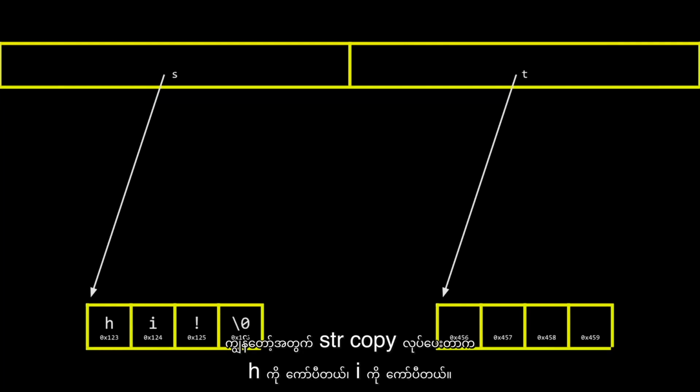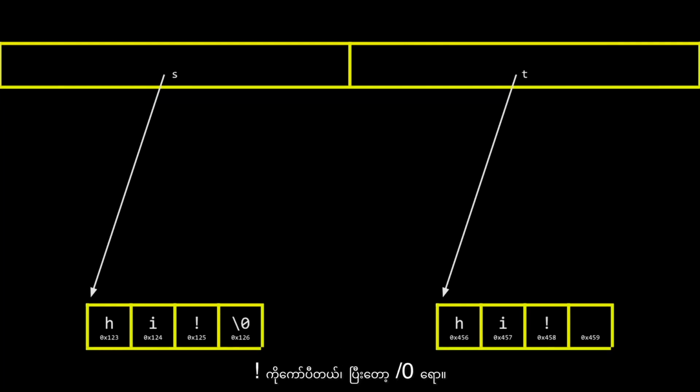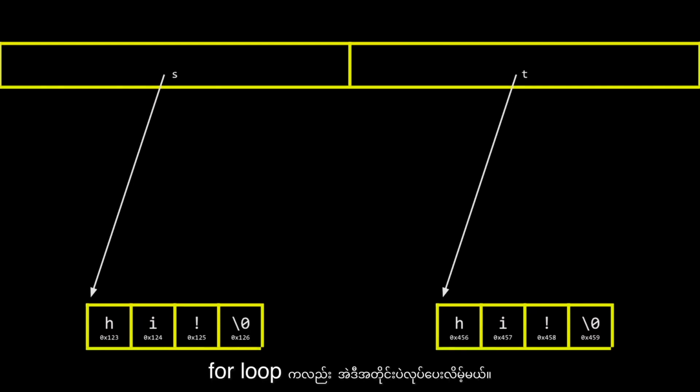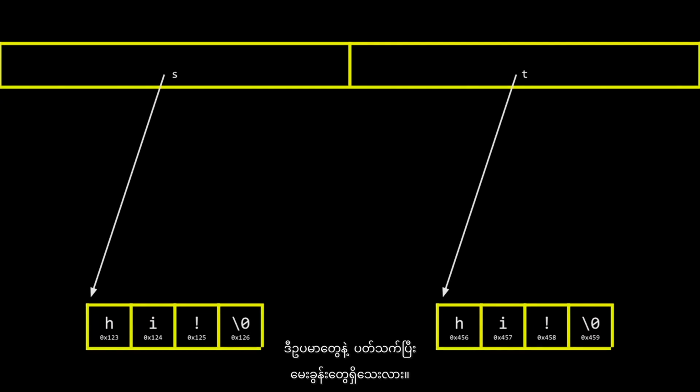What strcpy eventually did for me was it copied the h over, the i over, the exclamation point over, and the \0. And if I didn't want to use strcpy, or I forgot that it existed, my for loop would have done exactly the same thing. All right, any questions then on these examples here?